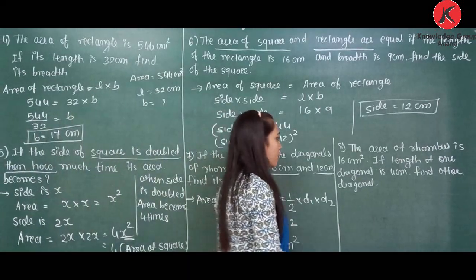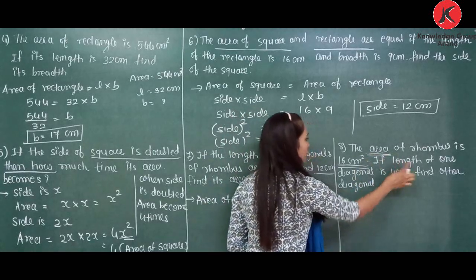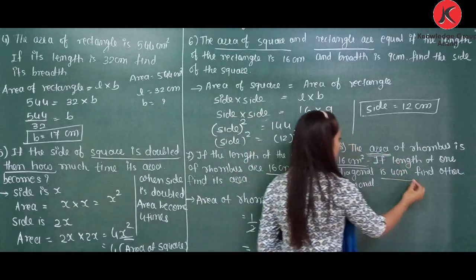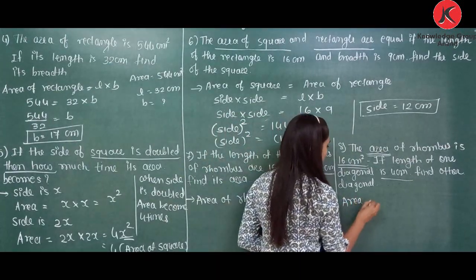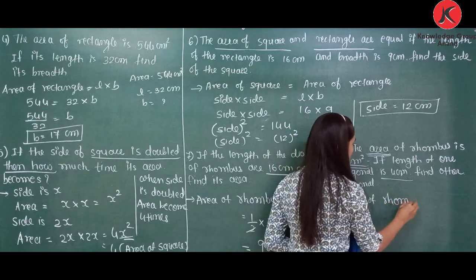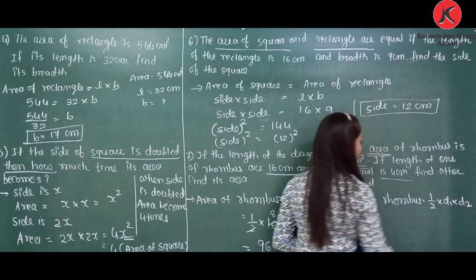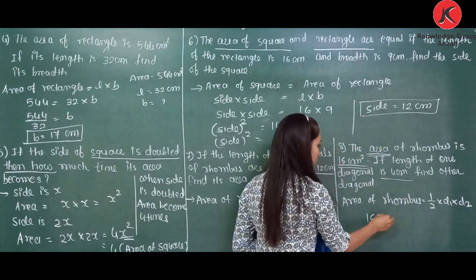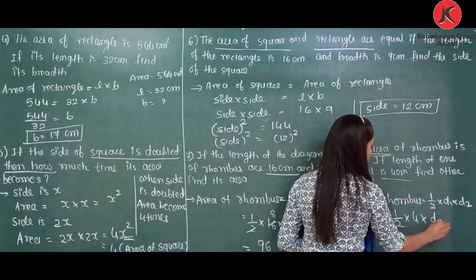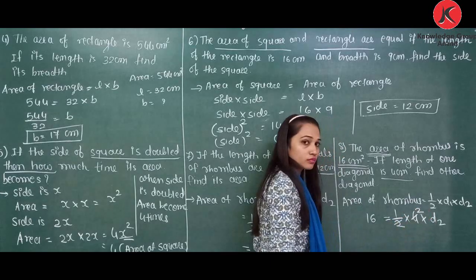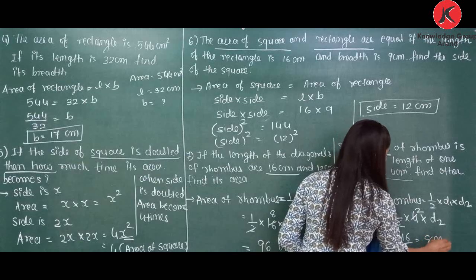Next one. The area of a rhombus is 16 centimeters square. Area is given. If the length of one diagonal is 4 centimeters, find the other diagonal. Again use the same equation. Area of rhombus is 1 by 2 times d1 into d2. Area is given 16, 1 by 2, diagonal 1 is given 4 and we need to find diagonal 2. So d2 is equal to 16 by 2, that is 8 centimeters.